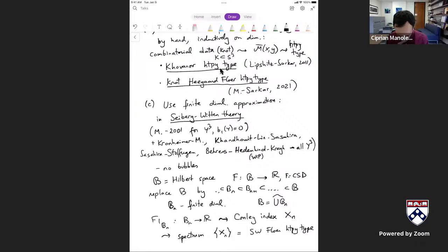Yeah, so this doesn't use any flow categories. All right, so as far as I know, these are the three major techniques for producing Floer homotopy types.